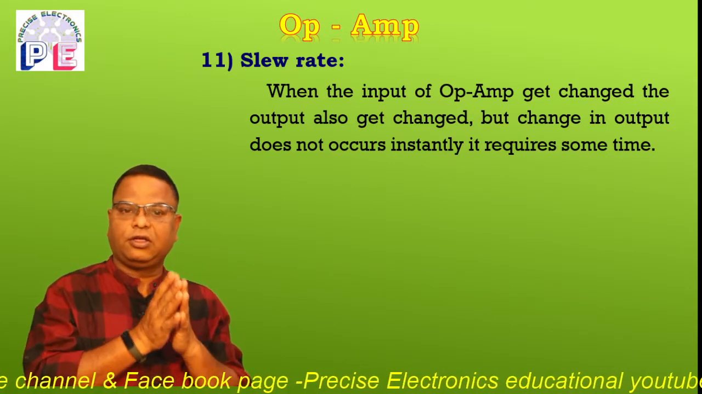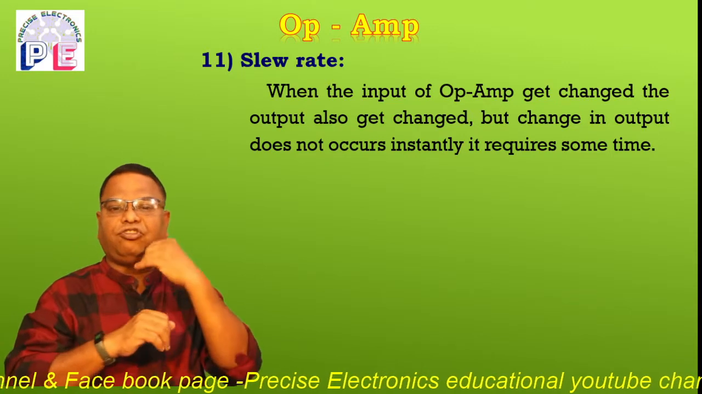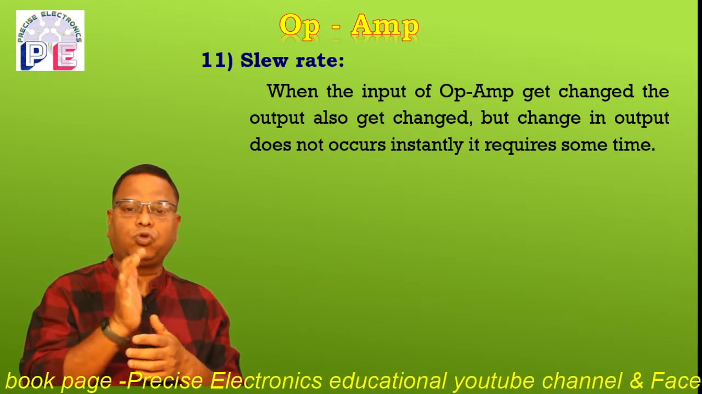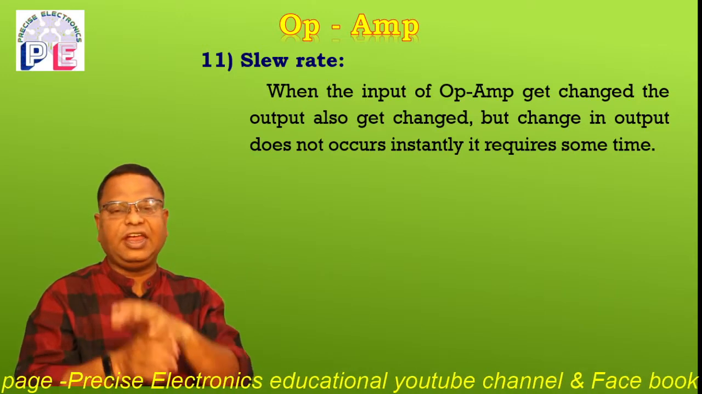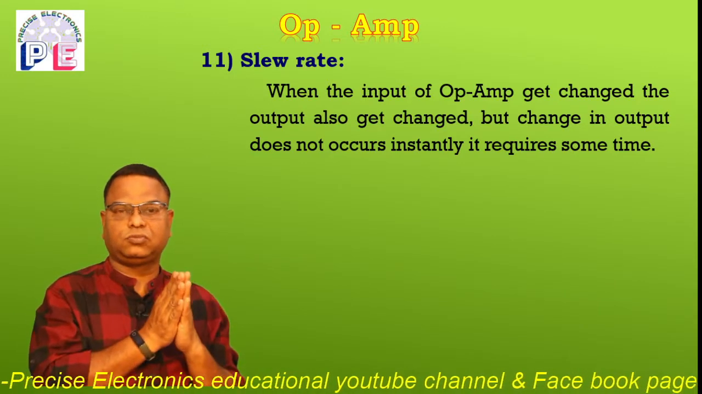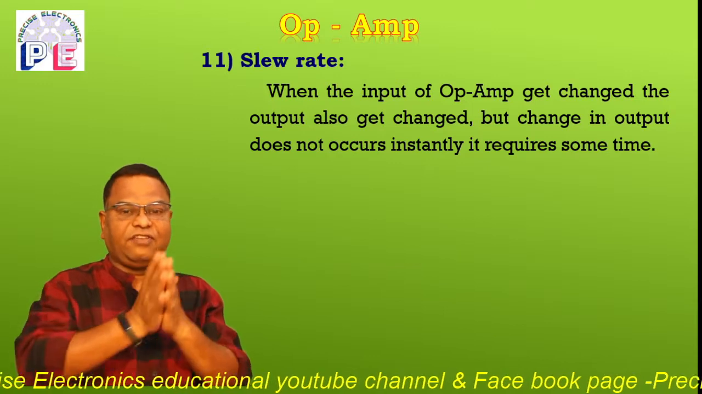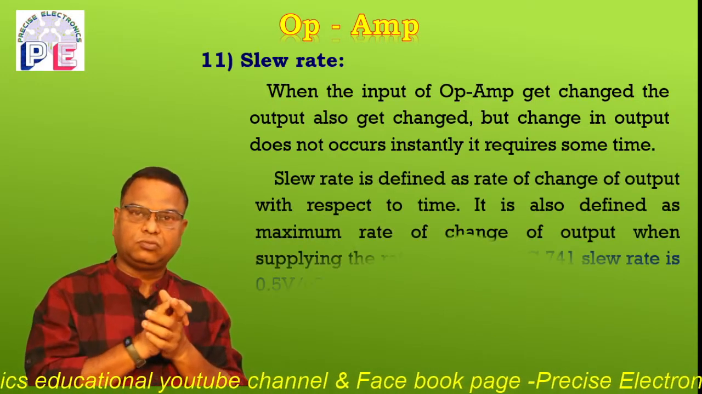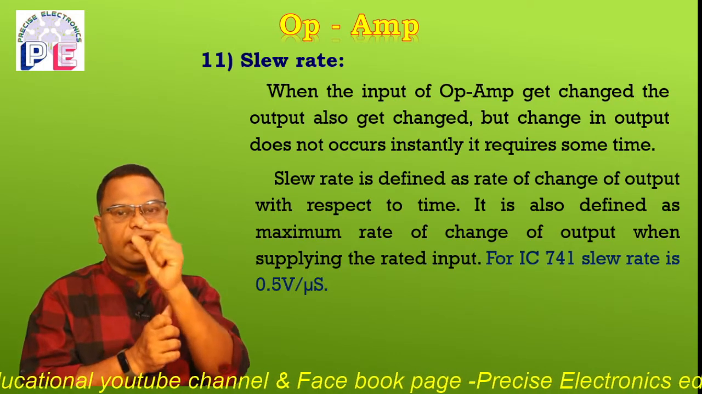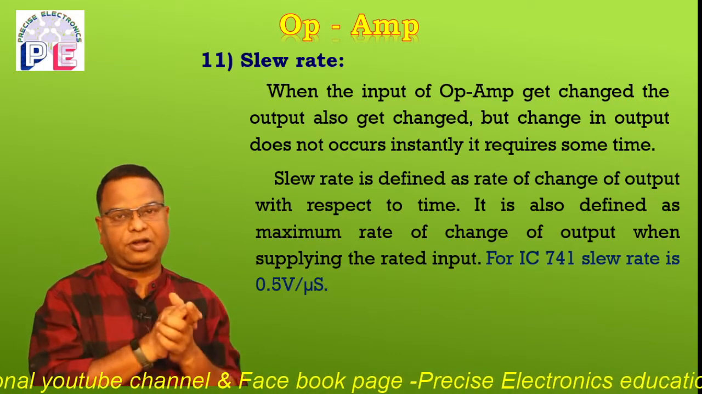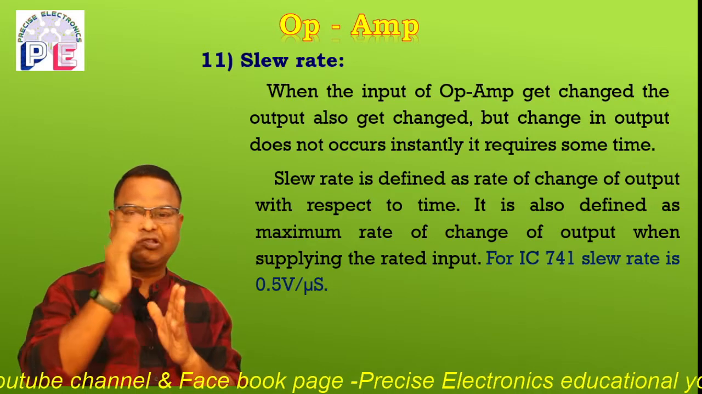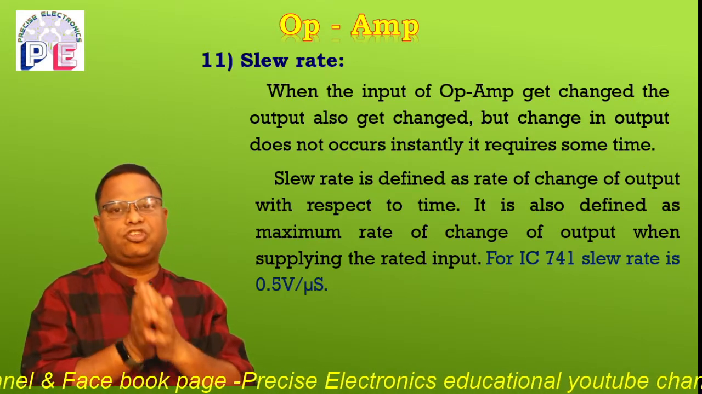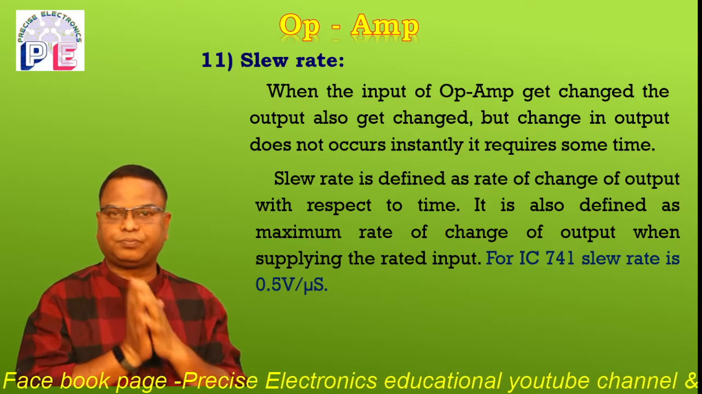So what is slew rate? When the input of the op-amp gets changed, the output also gets changed, but the change in output does not occur instantly. It requires some time. Slew rate is defined as the rate of change of output with respect to time, meaning how much time it requires to change the output signal.